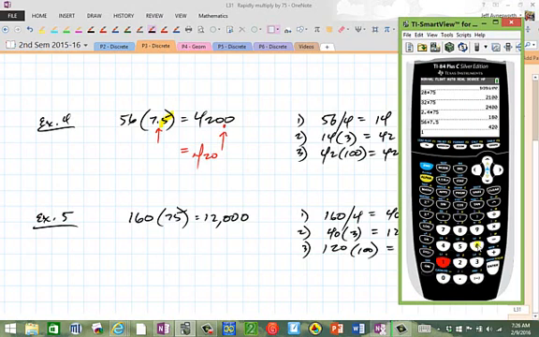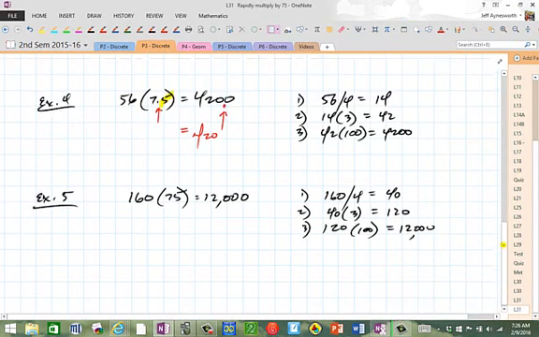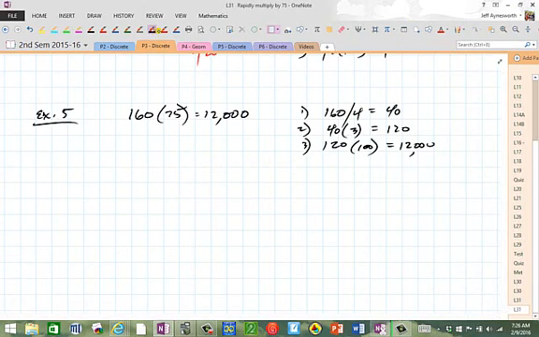Oh, there we go. So 160 times 75, boom, right there, and you get 12,000. See? So it's not that bad. It doesn't matter where the decimals are, or how many zeros are involved. You just go with the flow. One last example.